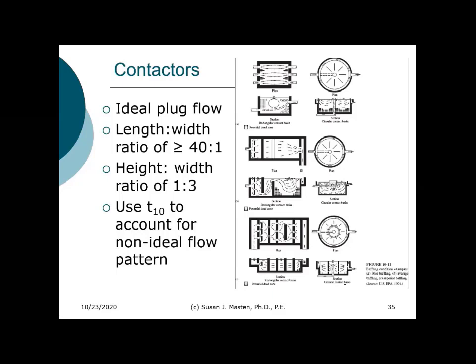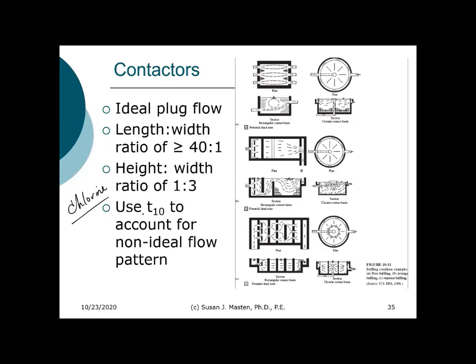So with contactors, as I mentioned, what we want is an ideal plug flow, and we want a length to width ratio greater than 40:1. This is to try and ensure that we do have plug flow, especially, as I mentioned, with our chlorine contactors. Typically a height to width ratio of 1:3.